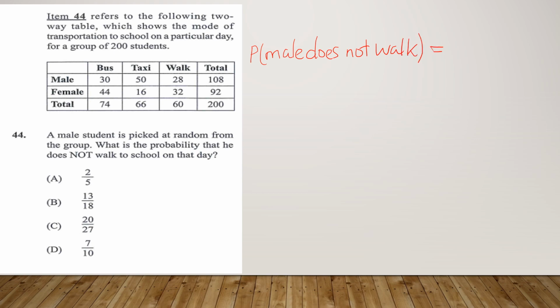So the total is 108. 30 catch the bus and 50. So that is 80 over 108. We could cancel that down by 2, that's 40 over 54. It doesn't match any answers here. So let's go again. 2 into 40 is 20. 2 into 54 is 27. So that is 20 over 27. So that is C.